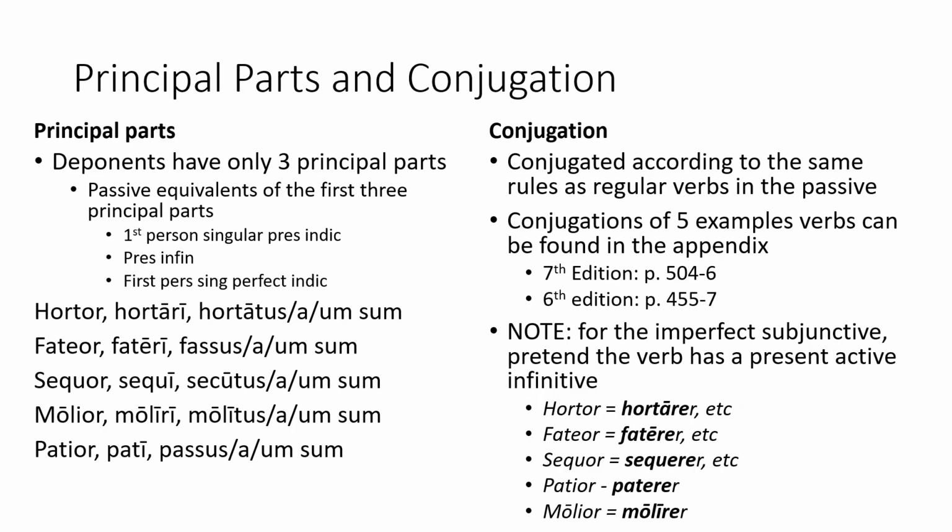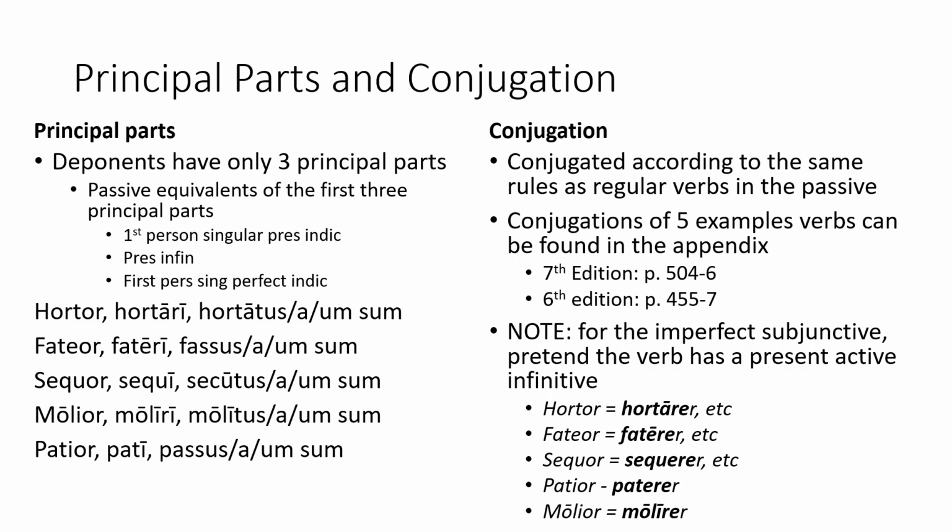So first let's look at the principal parts of a deponent verb, and then go over some quick trends in conjugation before looking at the full conjugation of one deponent verb. Unlike regular verbs, deponent verbs only have 3 principal parts, the passive equivalents of the first 3 principal parts of regular verbs. That is the first person singular present indicative, the present infinitive, and the first person singular perfect indicative. There are 5 examples of these verbs on your screen now, one from each conjugation.